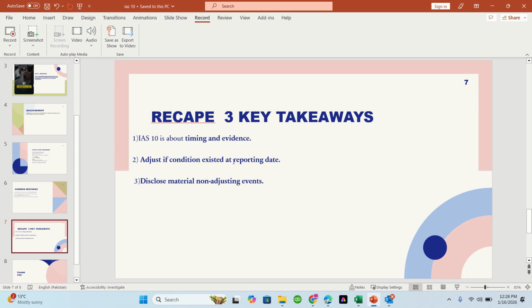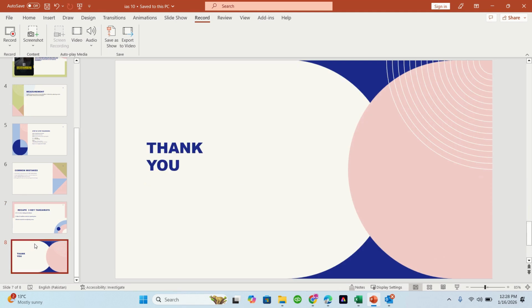Okay, here we have quick key takeaways. IAS 10 is about timing and evidence. Adjust if the condition exists at the reporting date. Disclose material non-adjusting events. Okay, that brings us to the end of the lecture.